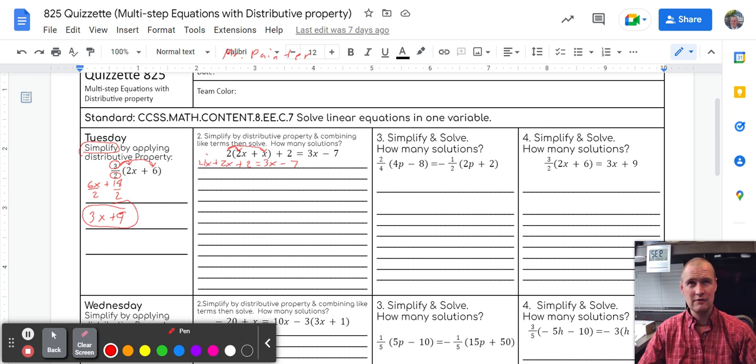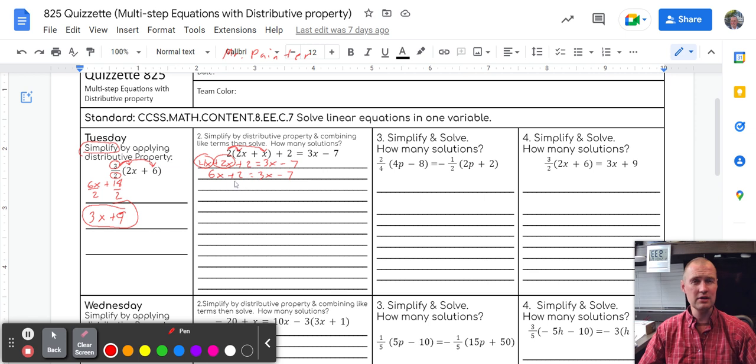Next step, we're going to take our 4x plus 2x and combine like terms. So 4x added to 2x is going to give us a total of 6x. I'm going to take this one step at a time, because one step at a time is going to make it more accurate in the long run. If we start doing too much at one time, it gets confusing. So plus 2 comes down, equals 3x comes down, minus 7.